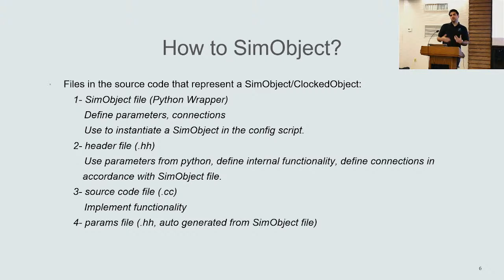After that, you need 2 C++ files, a header file to define the interface for your SimObject and the functionalities that it has. And you need a source code, a .cc file, to actually implement those functionalities. There's a 4th file that is auto-generated, and you don't have to do anything about it. It's called a params file, which compiles the parameters that you specify in Python into a C++ object that is understandable by the C++ code that you're going to write.